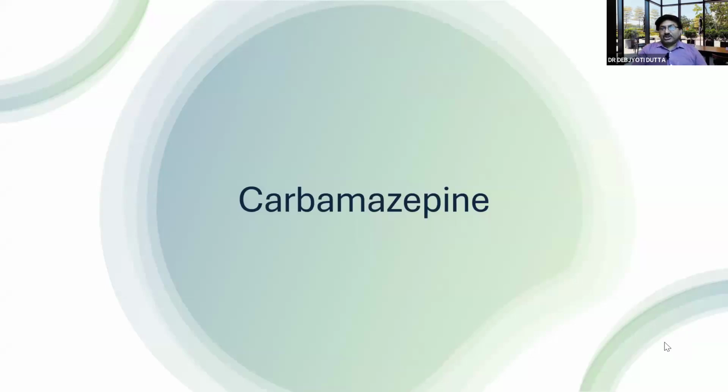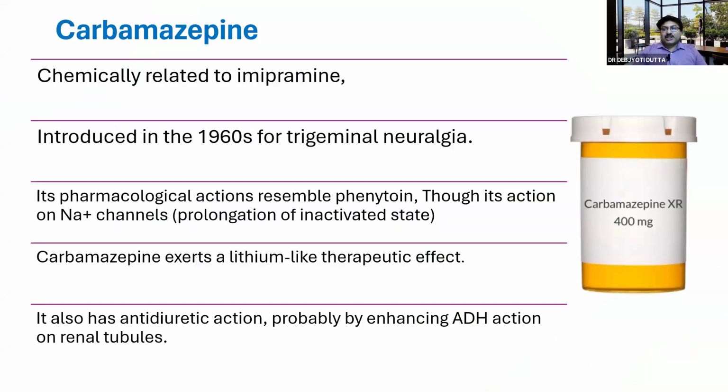Coming to the first drug of today's discussion, that's carbamazepine. Carbamazepine is structurally related to imipramine, which is an antidepressant that is also used in pain, but not as frequently as carbamazepine. It was first introduced in 1960 for trigeminal neuralgia. Till date, it is the drug of choice for trigeminal neuralgia pain.